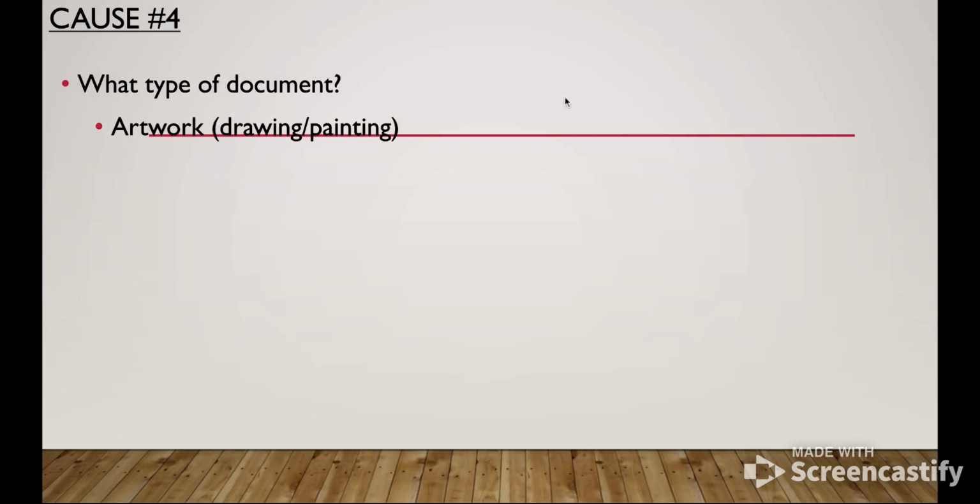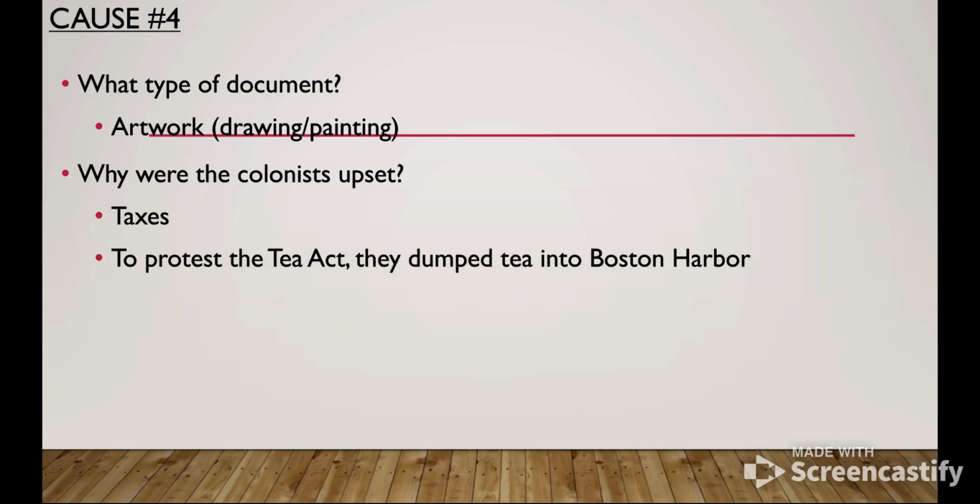So I put down artwork, drawing, painting. We can argue over it. It doesn't really matter. So the Boston Tea Party, again, was about taxes. What happened is the British were passing all these taxes. A lot of times they would pass these taxes, and the colonists would complain to the king and Parliament, and eventually the king would get rid of those tax laws.